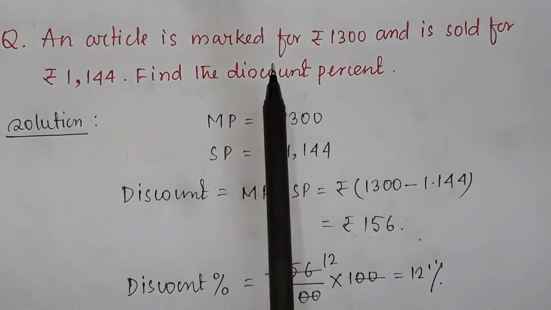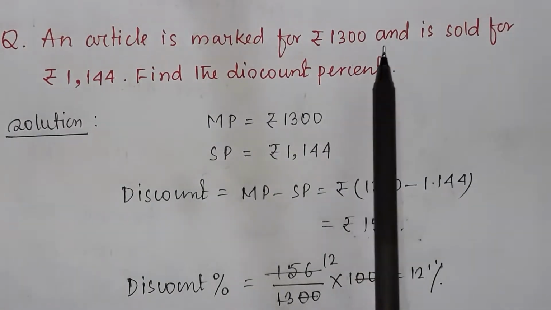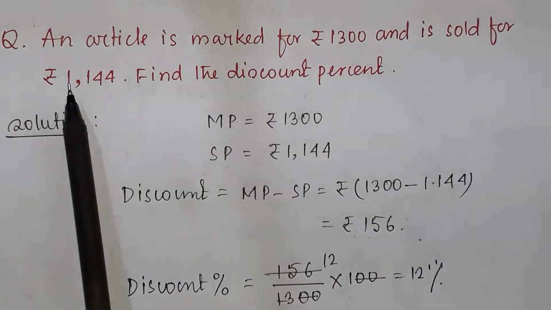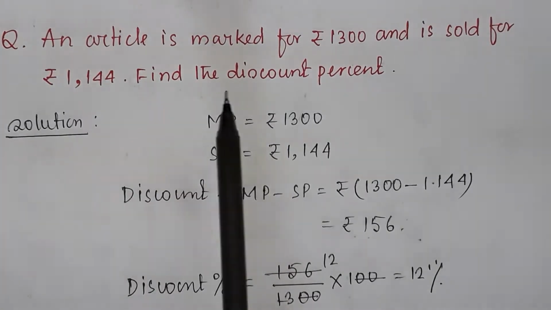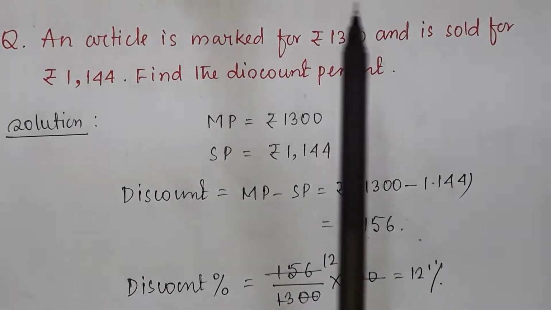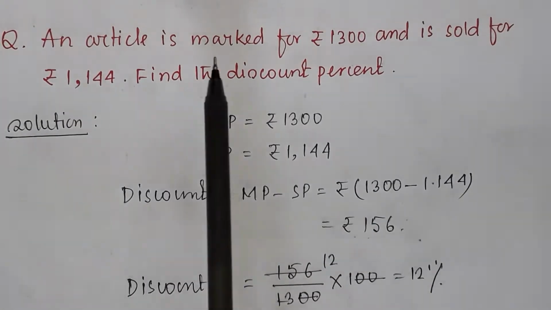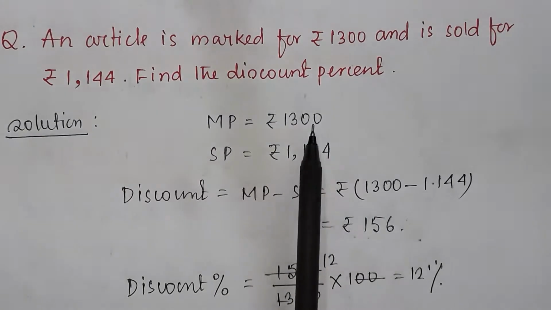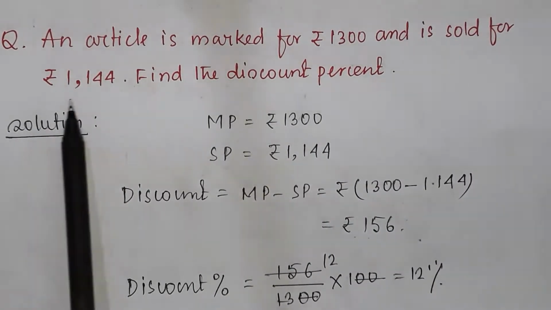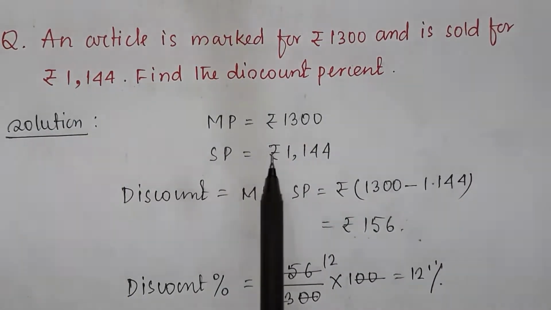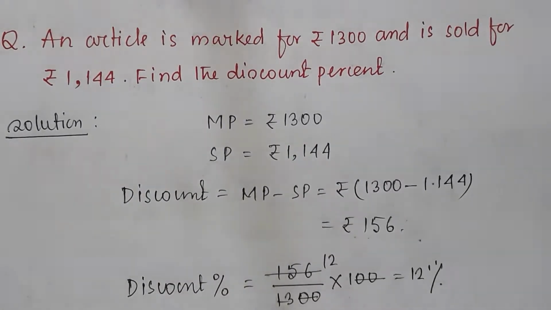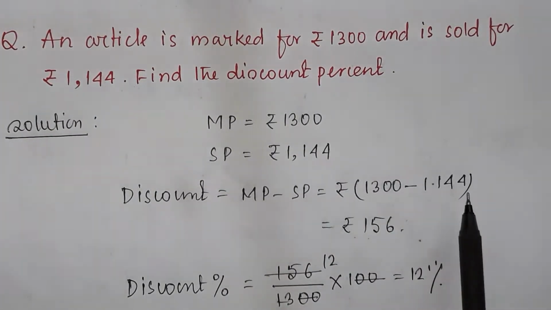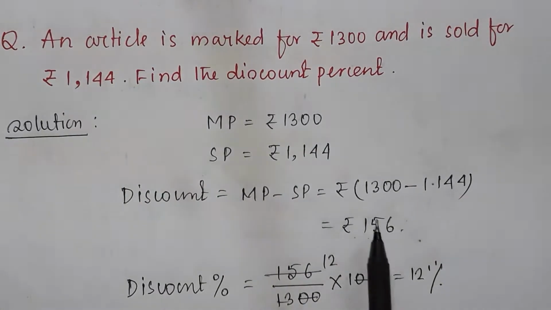An article is marked for rupees 1300 and is sold for rupees 1144. Find the discount price. Now if you read the sum carefully, information about the marked price is given, that is marked price equals 1300. The selling price is given as 1144. So discount equals mark price minus selling price equals 1300 minus 1144, that equals 156 rupees.